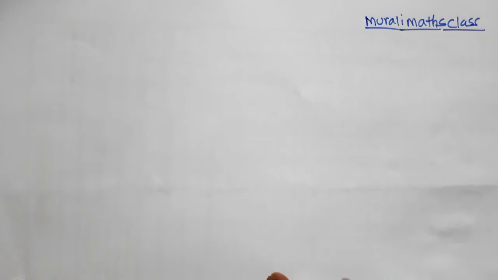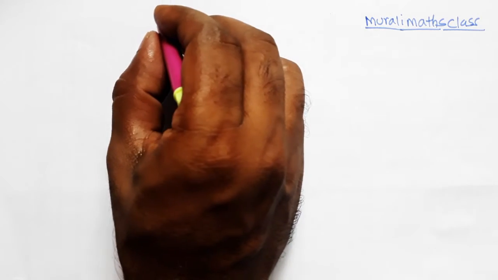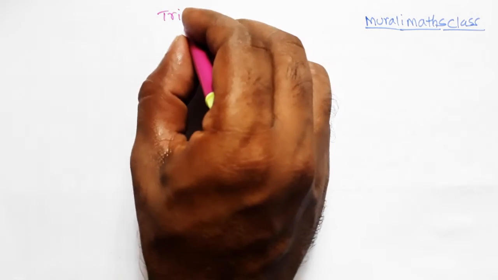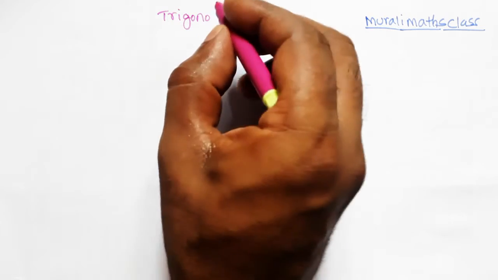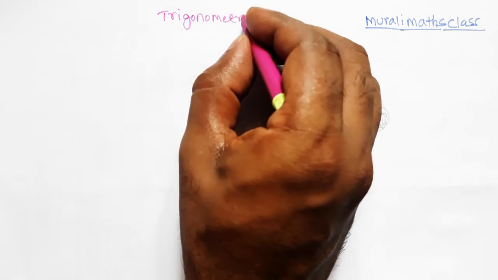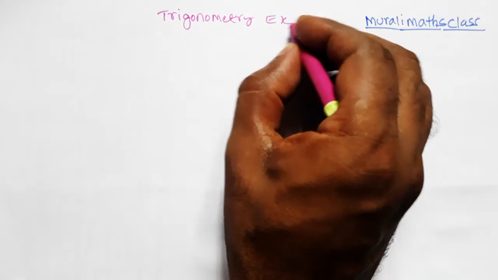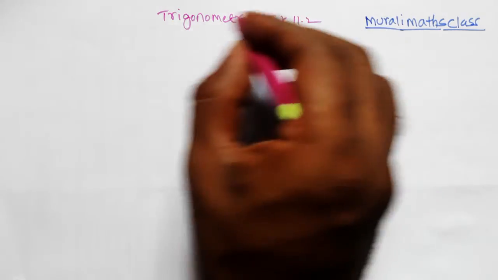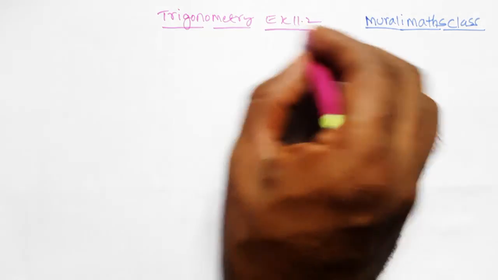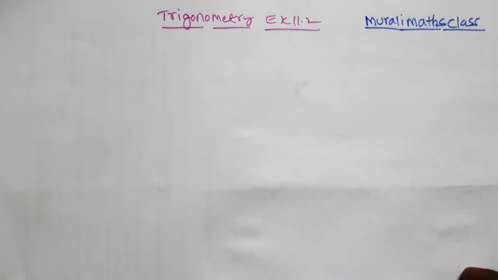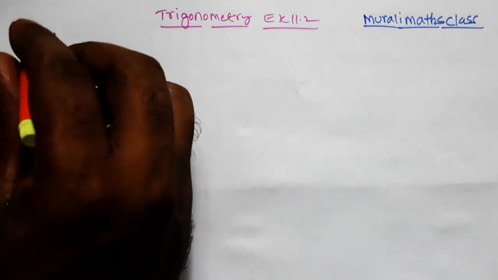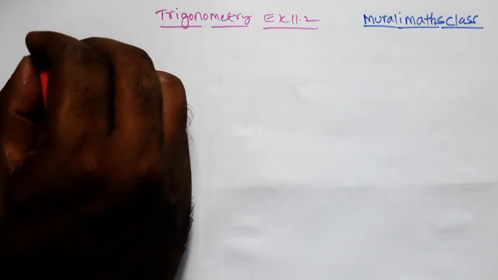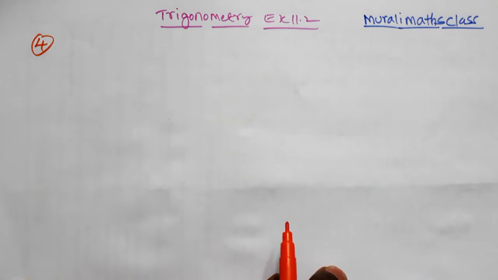So today we will learn trigonometry. Exercise 11.2. Trigonometry exercise 11.2. In that, the fourth problem we will see now. Fourth problem. Okay, so now in the fourth problem they gave like this.